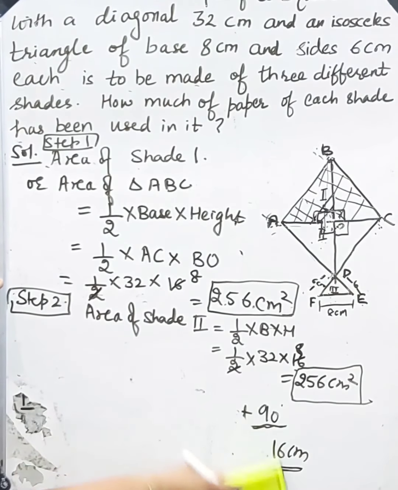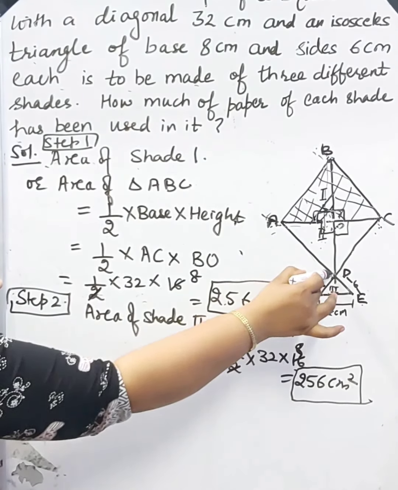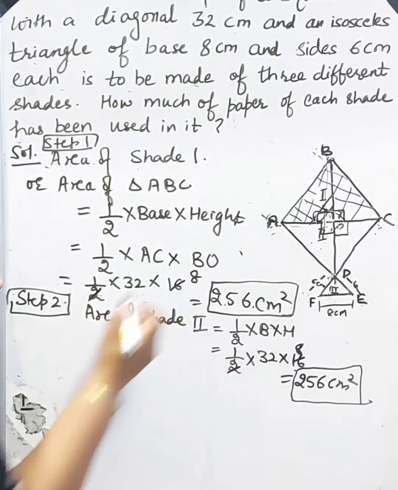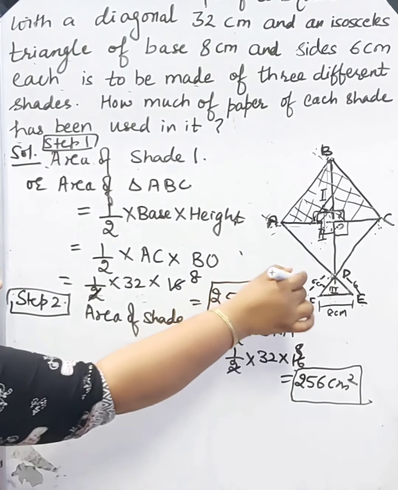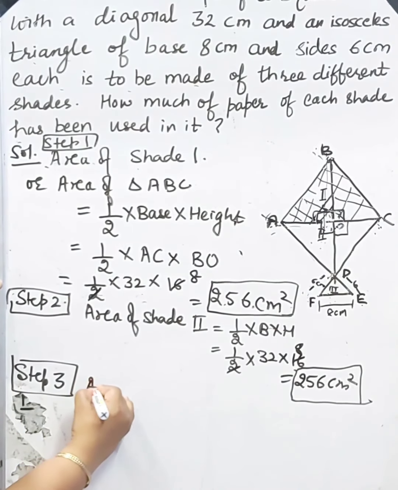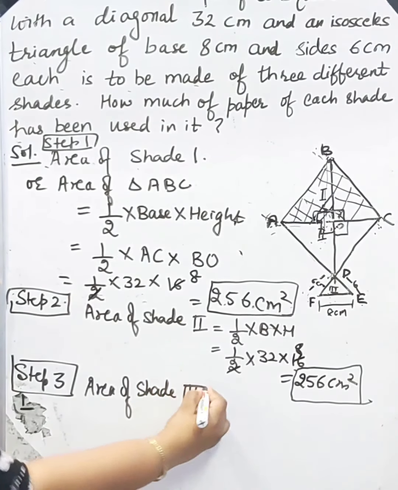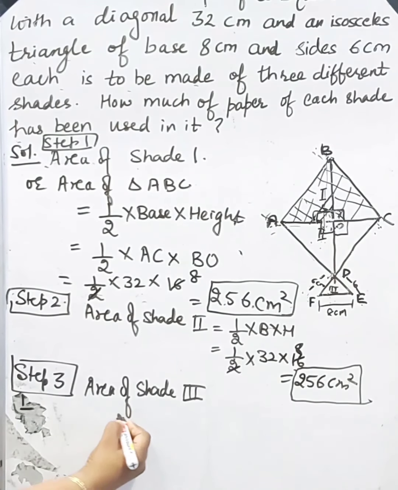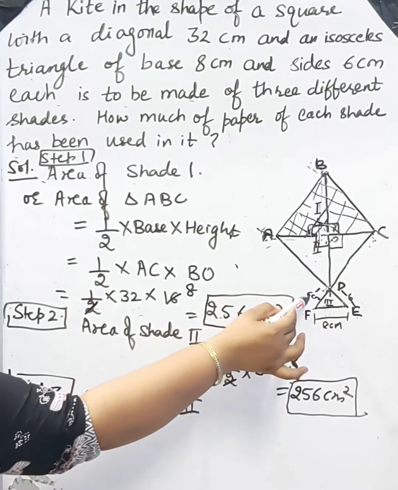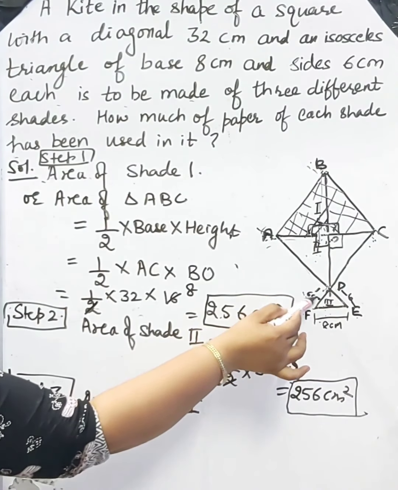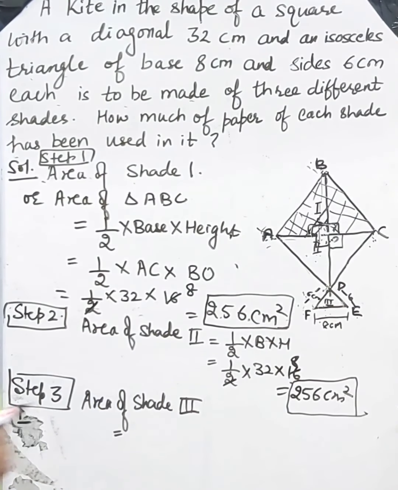Now in step 3, we will find the area of the isosceles triangle. In step 3, we have to find the area of an isosceles triangle, area of shade 3. Now shade 3 is in triangle form where the lengths of 3 sides are given. To find its area, we will use Heron's formula.